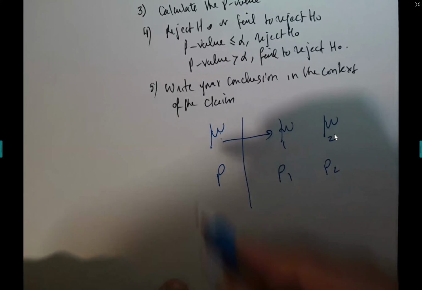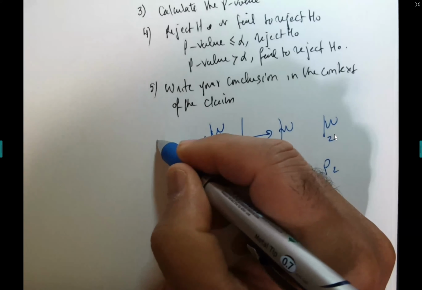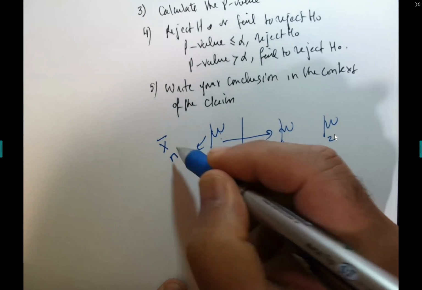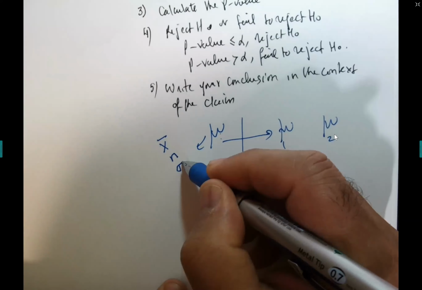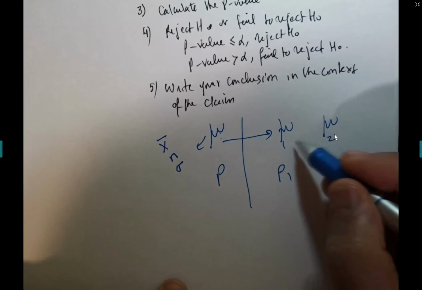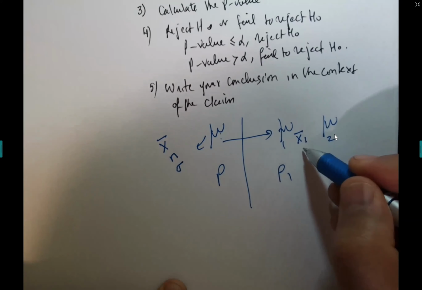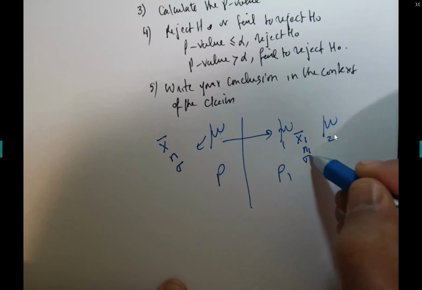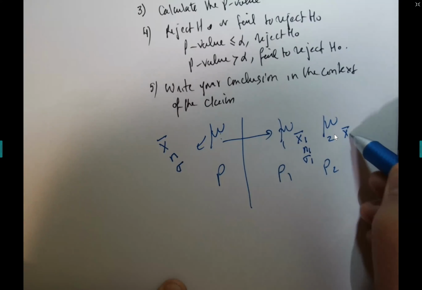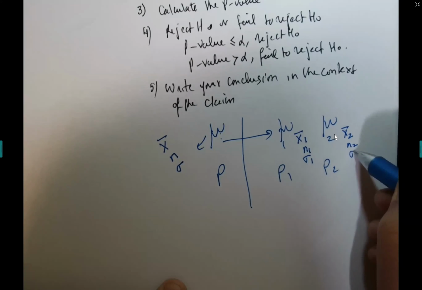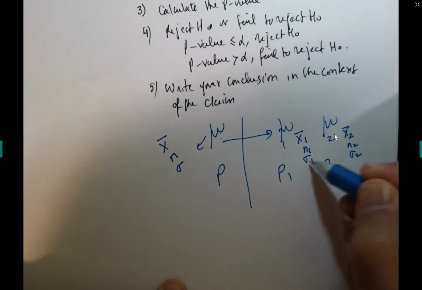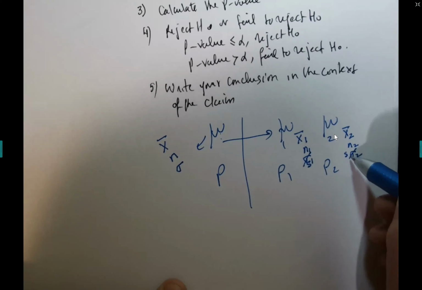And remember, here he would give you X bar, he would give you N, and he would give you, for example, sigma. Look over here, he's going to give you X bar 1, N1, sigma 1, X bar 2, N2, sigma 2. And when he replaces sigma by S, this is going to be called S1 and then S2.